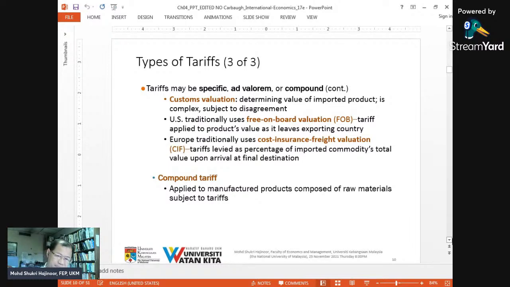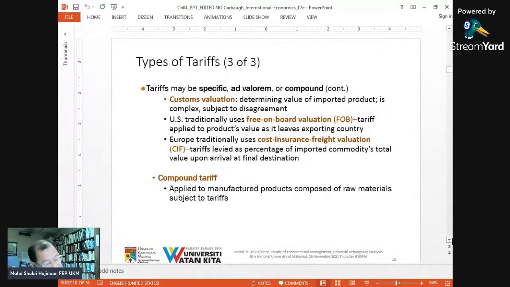FOB, CIF. The US traditionally uses free on board valuation. Free on board: tariff applied to the product's value as it leaves the exporting country. Europe traditionally uses CIF: tariffs levied as a percentage of imported commodities' total value on arrival at the final destination.